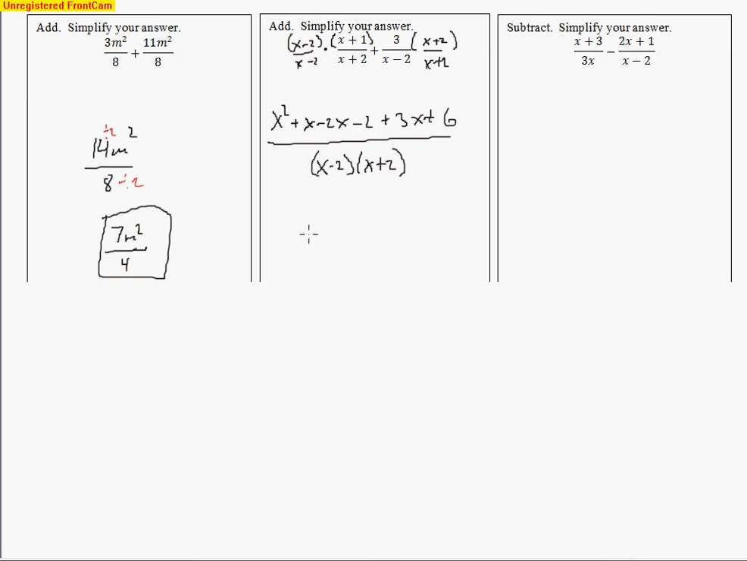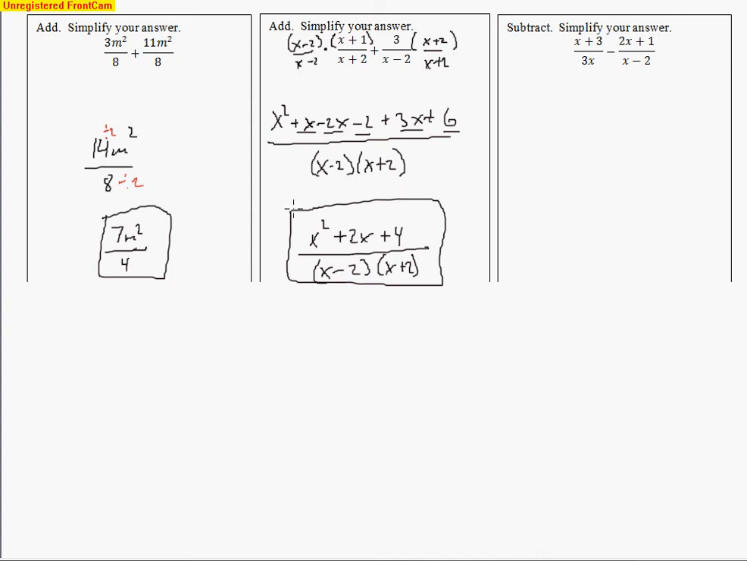So x squared cannot combine with anything. I count up the x's at 1, negative 2, and 3. So that ends up making negative 1 plus 3 makes positive 2x. And then negative 2 and 6 end up making a positive 4. So this does not factor. No numbers multiply to make 4 and add to make 2. So I will leave it in this form: x squared plus 2x plus 4 over x minus 2, x plus 2. You can factor out the denominator, or multiply out the denominator, but it's not really necessary. I would just leave it in this form.